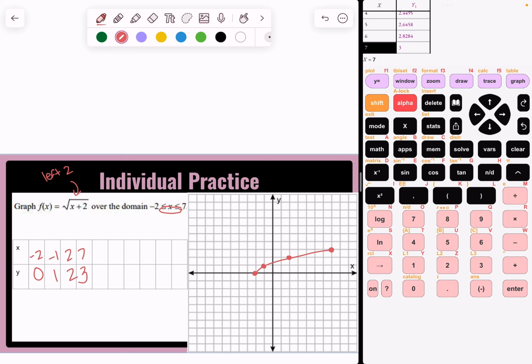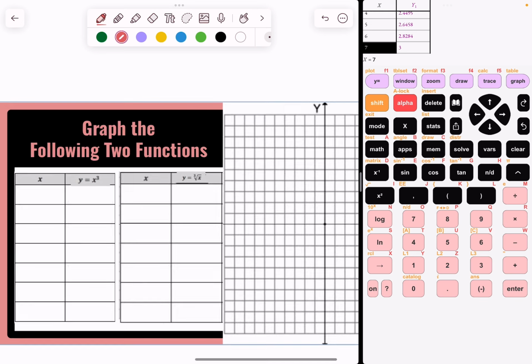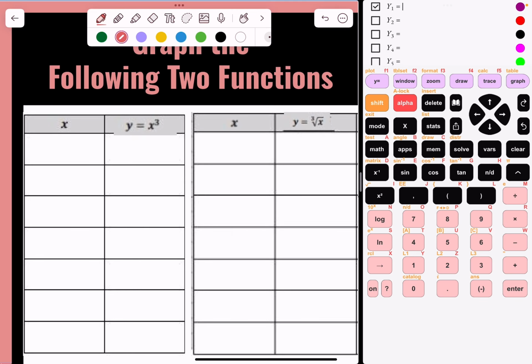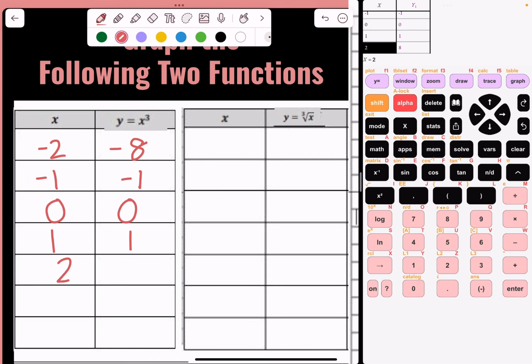All right. Now we are going to move on to graphing cubic and cube root functions. Again, opposites of each other. Let's start with this cubic, which is x to the third power. So we will have negative 2, negative 8. Negative 1, negative 1. 0, 0. 1, 1. And 2, 8. Let's go ahead and graph this.